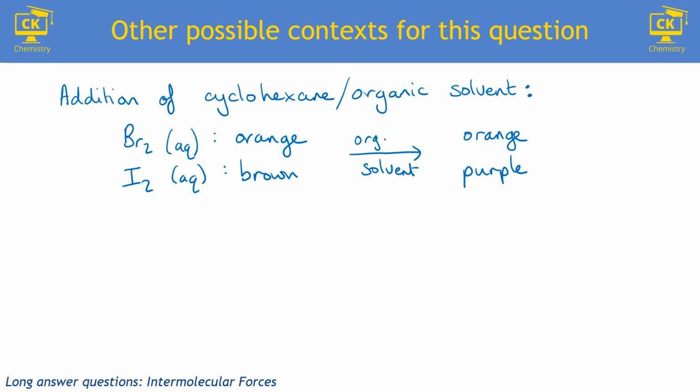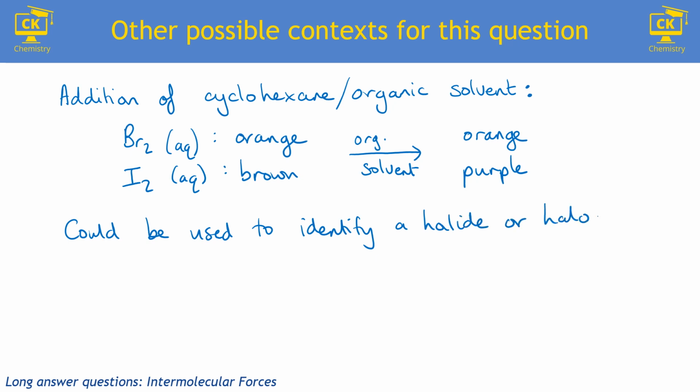Okay, this reaction could be used to identify a halogen or a halide, more likely a halide. So for example, the question could talk about adding chlorine and using it to identify whether you had bromide or iodide or chloride present in your solution.